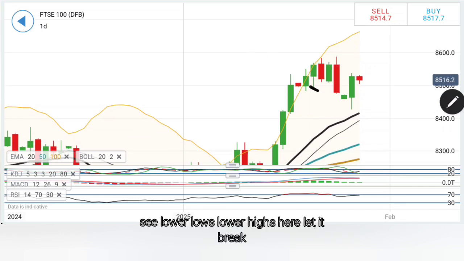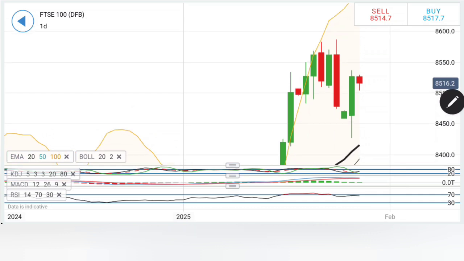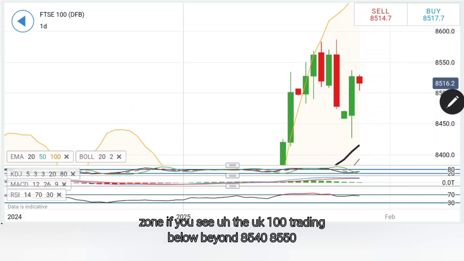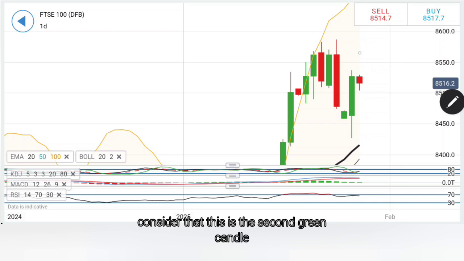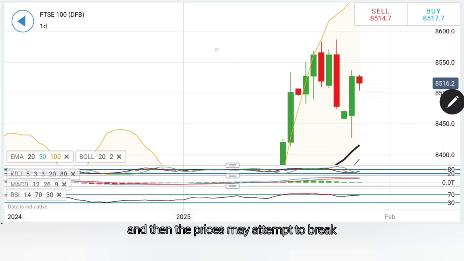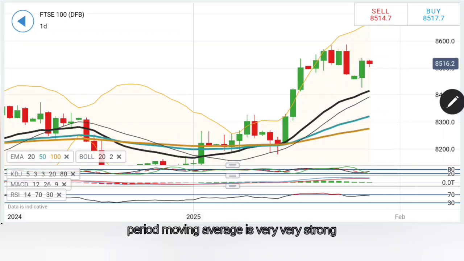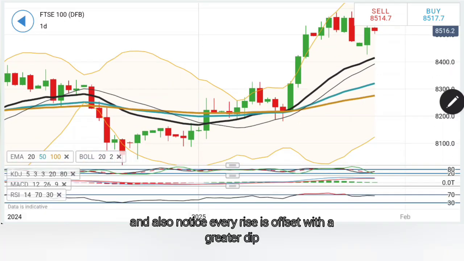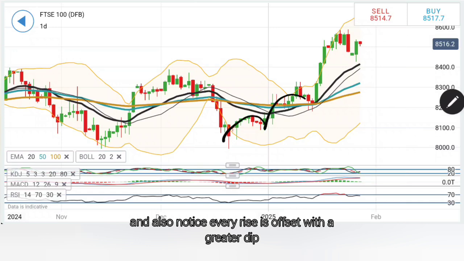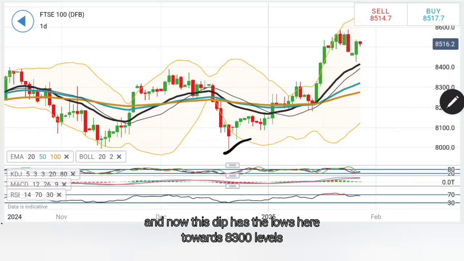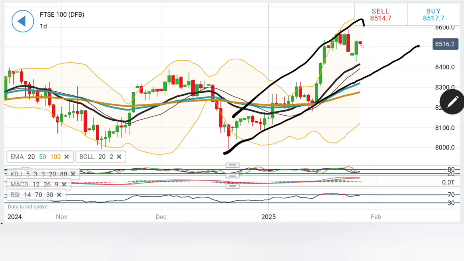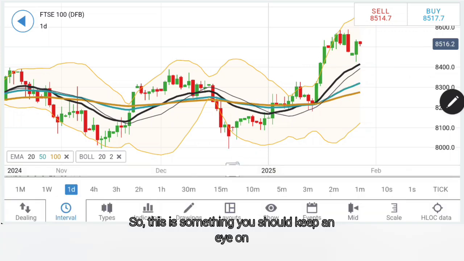You can clearly see lower lows, lower highs here. Let it break either on the upside, that is the 8540, 8550 zone. If you see the UK 100 trading beyond 8540, 8550, consider that this is the second green candle, and then the prices may attempt to break the record levels here, that is the 8560, 8580 zone. But right now, I do sense that the possibility of a move towards the 20 period moving average is very strong, which means it can try to move towards 8400. And also notice every rise is offset with a greater dip, and now this dip has the lows here towards 8300 levels. So this is something you should keep an eye on.